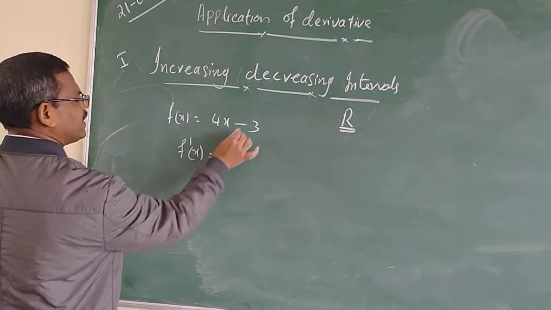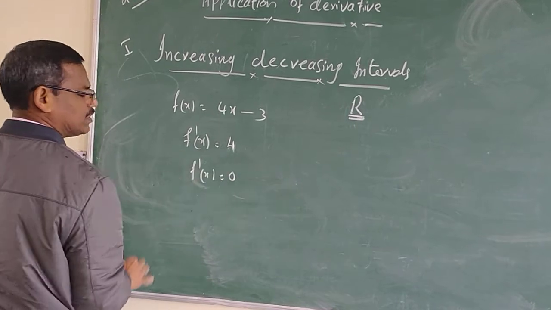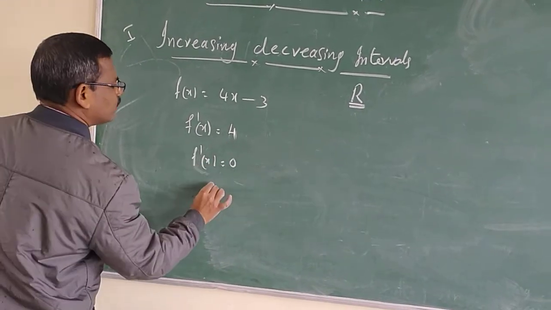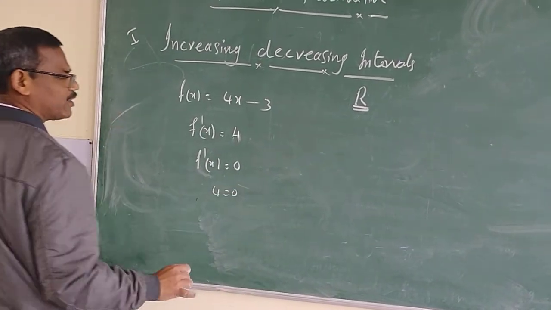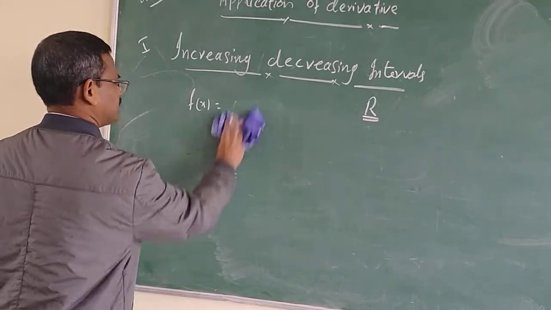Okay. Then f dash x is equal to 0 means 4 is equal to 0. We know that 4 cannot be equal to 0. So let me take another example. Say, let me change the example.